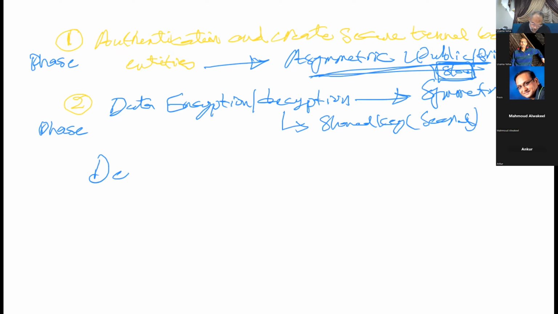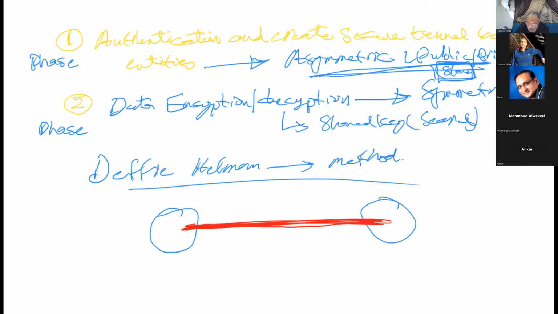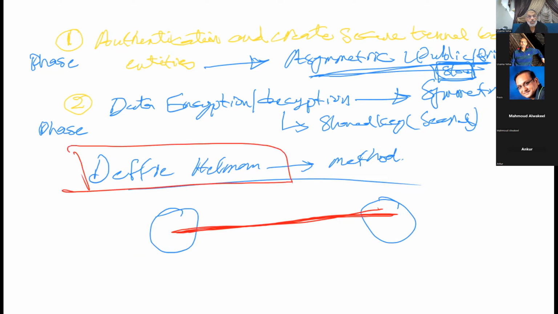We will use the Diffie-Hellman method. What is the Diffie-Hellman method? Gentlemen, this is a very nice way. Suppose that in phase number 1, I have already created a communication tunnel. It is already there. I will not use any pre-configured shared keys. Then what will I use? I will create the key for this session by using the algorithm called Diffie-Hellman.